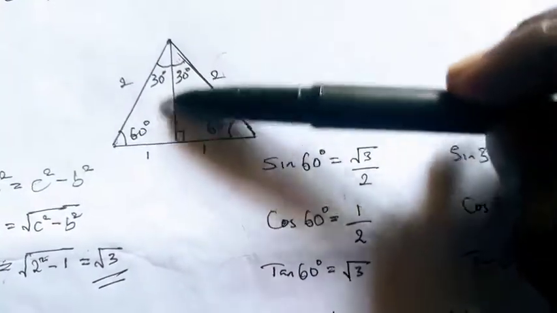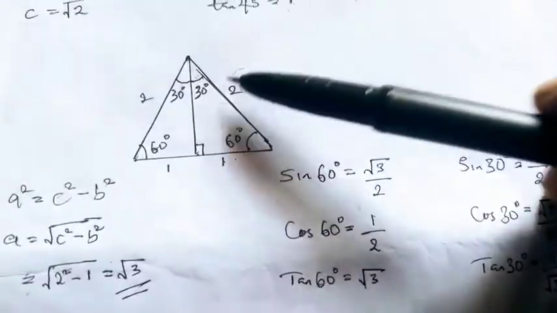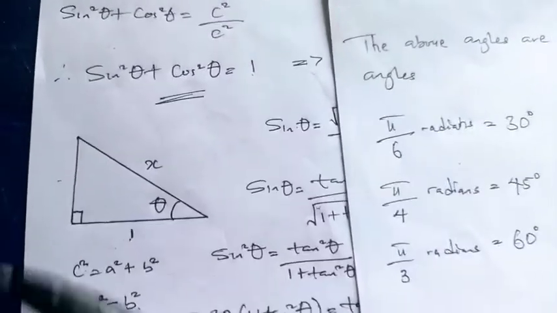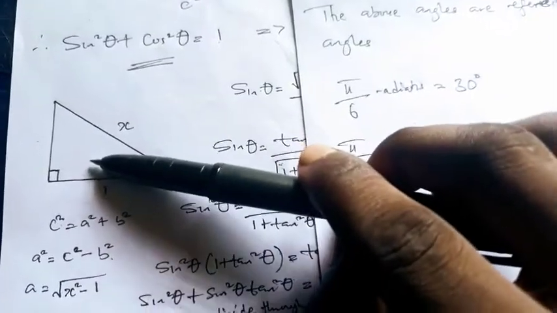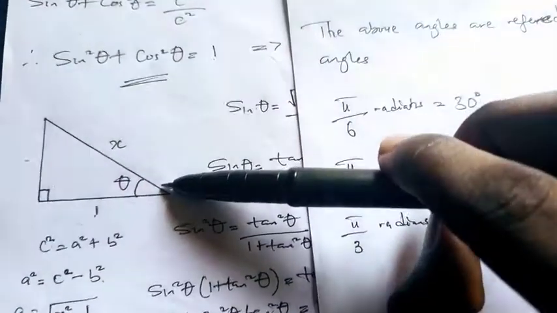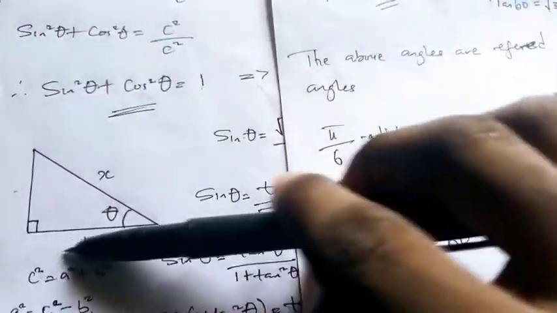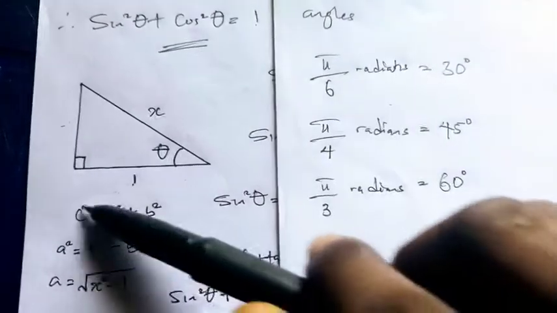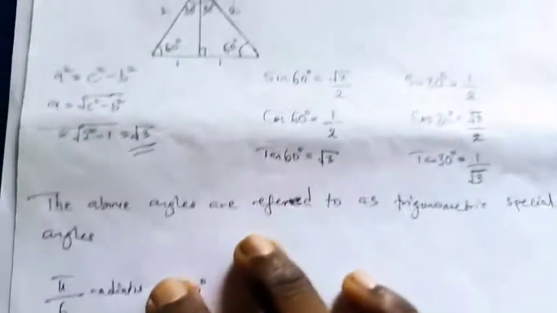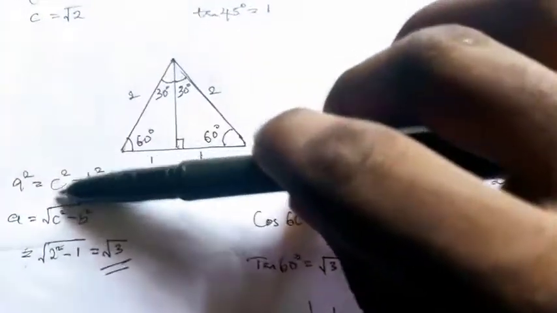So we don't know our opposite, which is the same thing as what we have seen in the previous example here. We have the hypotenuse and we have the adjacent, but we don't have the opposite. So we use the same formula from the Pythagoras theorem, which is what we can see here.